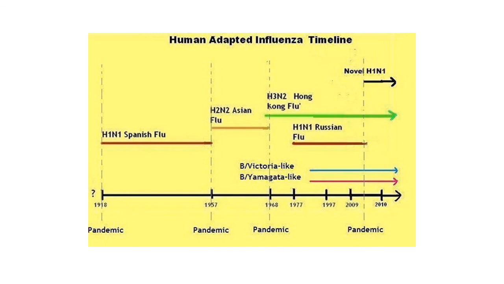So, we live in an H1N1, H3N2 world, and we have these two B strains, B Victoria and B Yamagata, from Japan, but now everywhere.